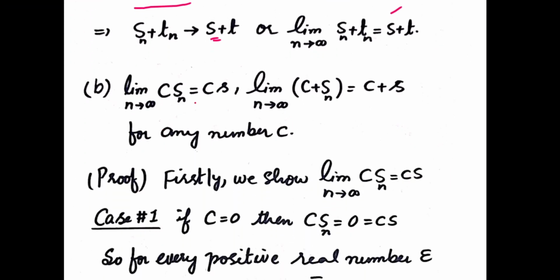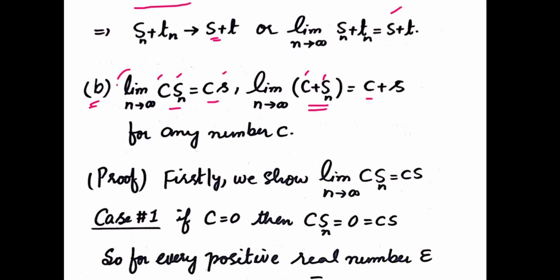Now we move towards the second part. In its B part, we have to show the limit of C times Sn is equal to Cs. In other words, if we multiply a sequence with a constant C, then its limit will be the constant times the limit of the sequence Sn. Similarly, if we add a constant C to each term of the sequence, then the limit of the new sequence will be C plus the limit of the original sequence, C plus S. So this B part has two parts.